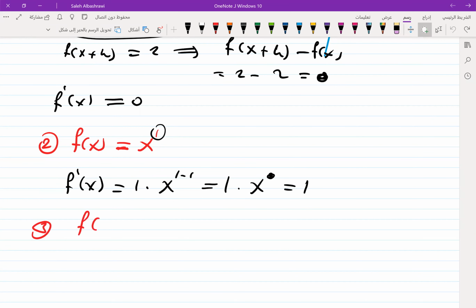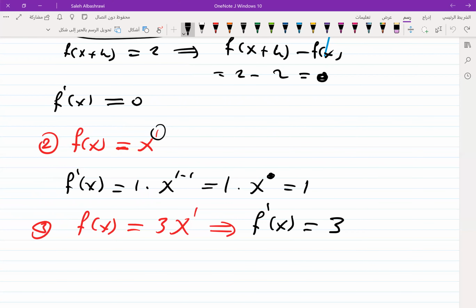So if the function f of x equals 3x to the power 1, then the derivative in this case, f prime of x, is equal to only the coefficient. It is equal to 3. The derivative of x to the power 1 is equal to 1, so we can take the coefficient outside, and that will be the derivative.